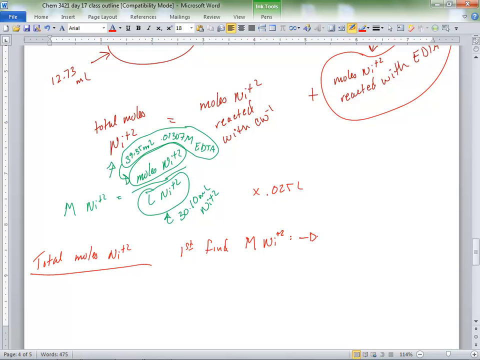Would you just multiply the milliliters times the molarity? Yeah. Well, if it's 1-to-1, is it 1-to-1? Liters. So we need liters of EDTA, times 0.01013 moles of EDTA in a liter.